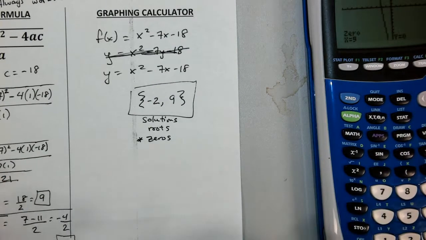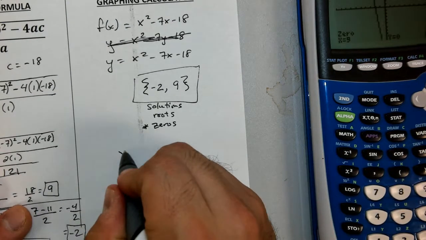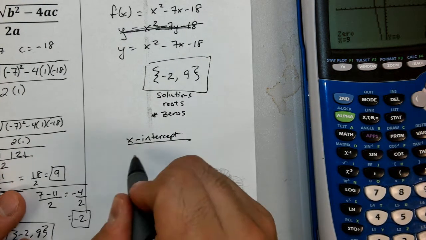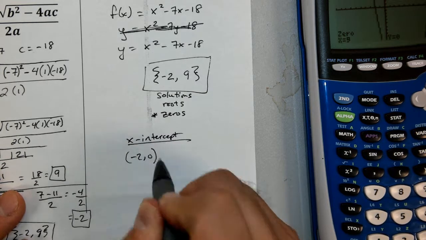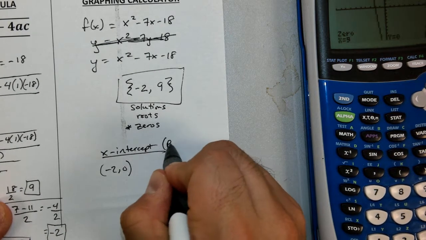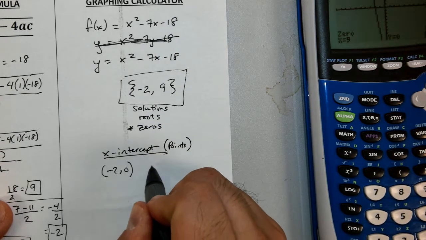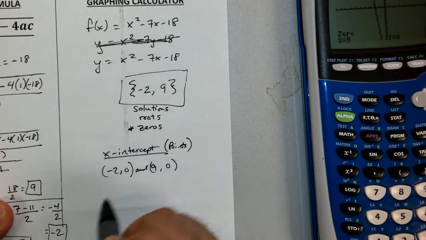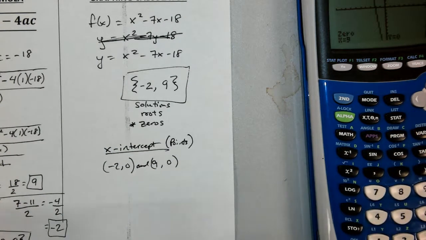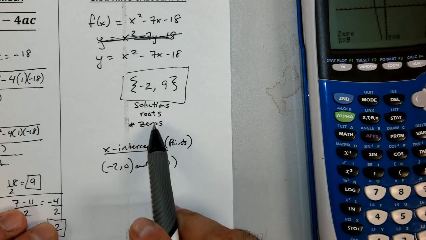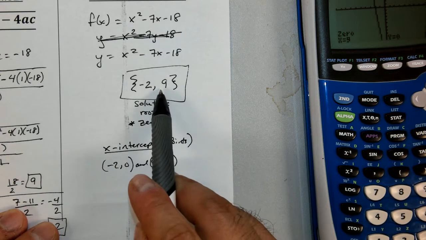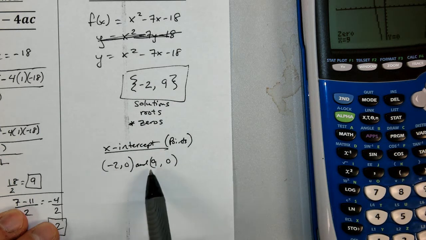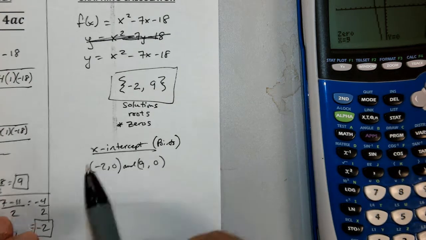Now, if I ask you for an x-intercept, that is a point. So that point would be negative 2, 0, and you use parentheses. Remember, these are points. And that would be another point at 9, 0. Be careful about what they're asking you. Are they asking you for a solution, a root, or a 0? If they are, you use braces. If they're asking you for an intercept, you need a point, which will always be negative 2, 0, something, 0. Alright, so just double check that.